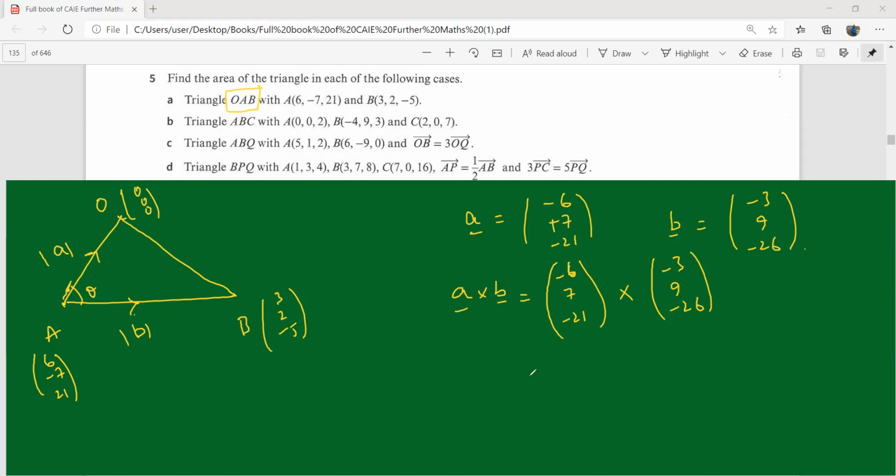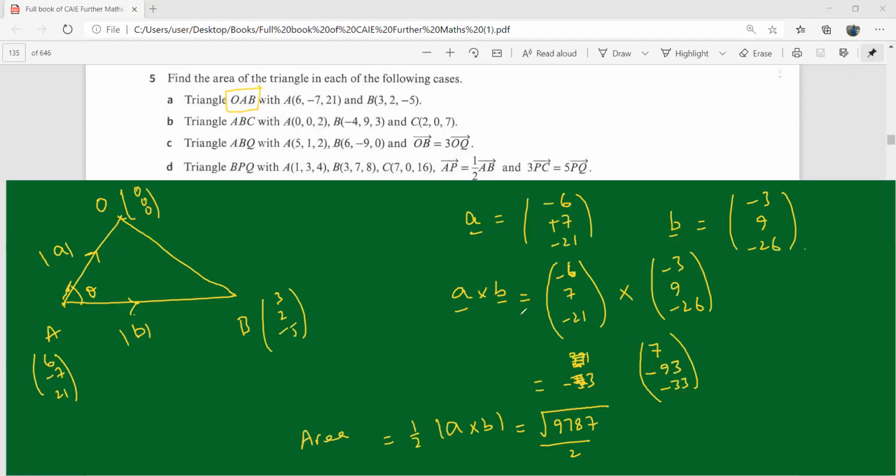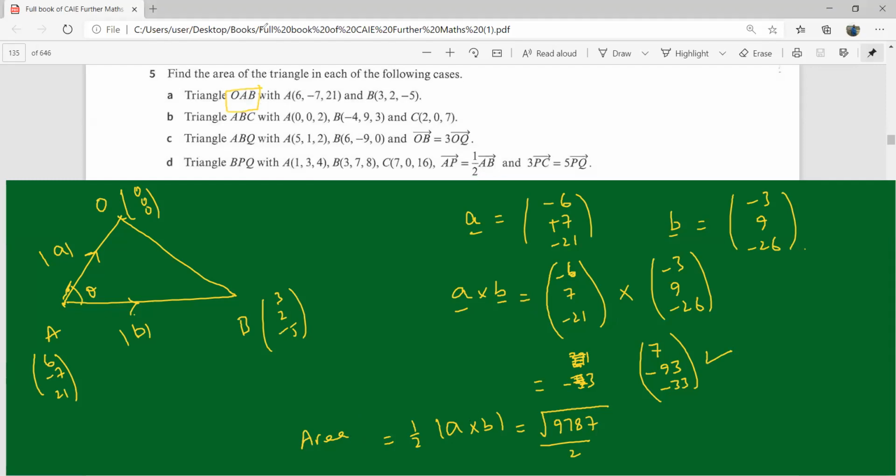Okay, let's do that quickly. After completing this cross product, we get this. We find its magnitude, we halve that, and that is going to be the area. Now, can you try the C part and D part? This really involves your O-level vectors concept here. Try that C and D part.